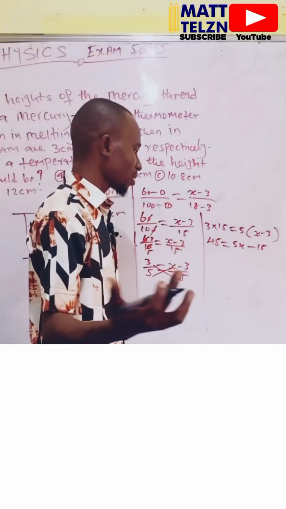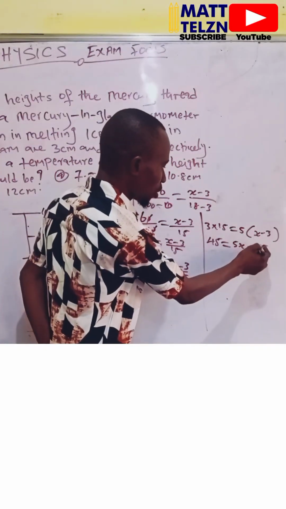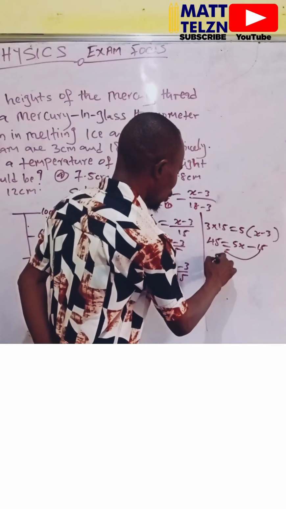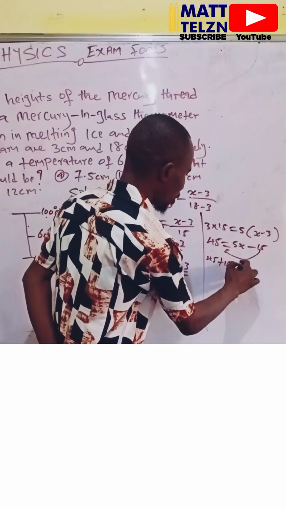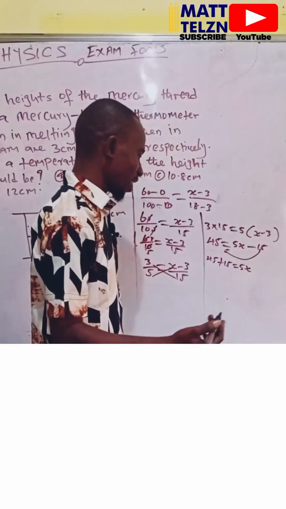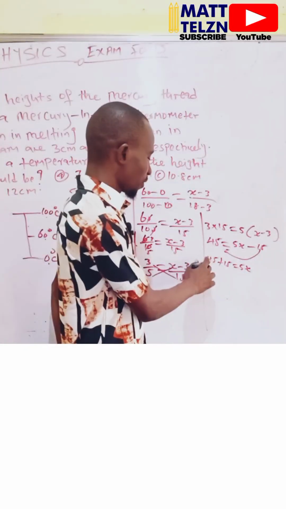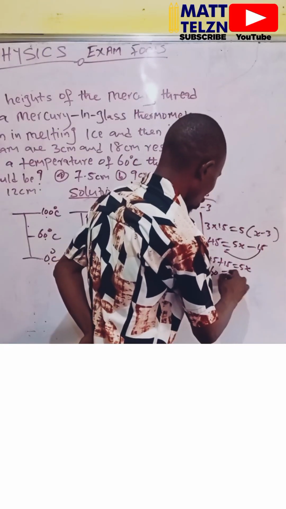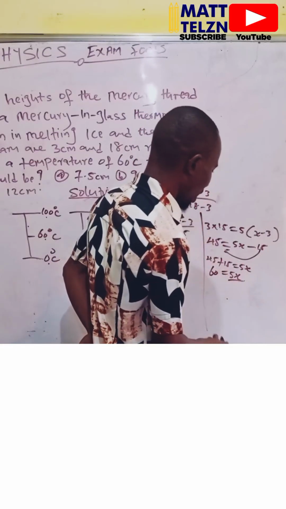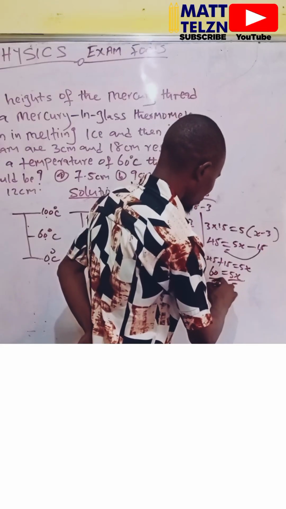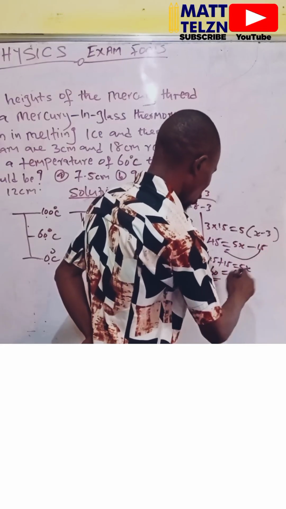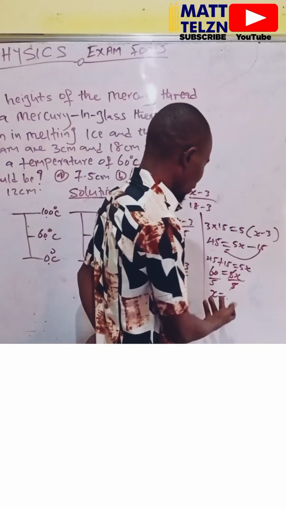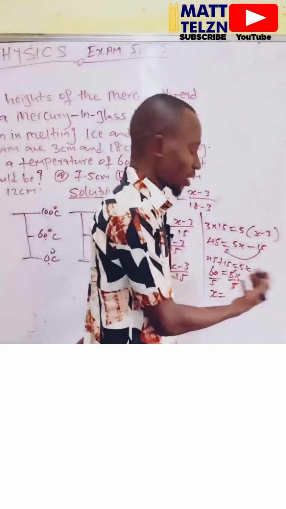I'm going to collect like terms, right? Carry minus 15 and bring it to this side, which turns to plus. So I have 45 plus 15 equal to 5x, right? So 45 plus 15, what are we going to have? We have 60 equal to 5x. So divide both sides by 5, right? This will cancel this. So what I'm going to have as my final answer, x is equal to 60 divided by 5.